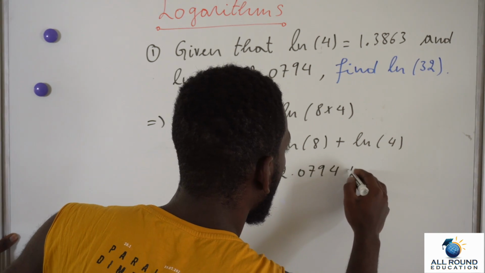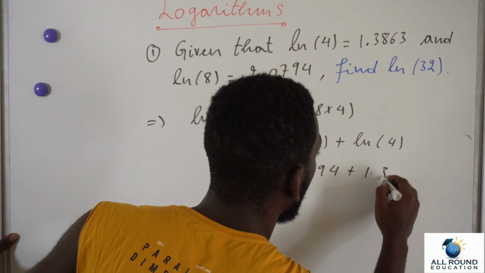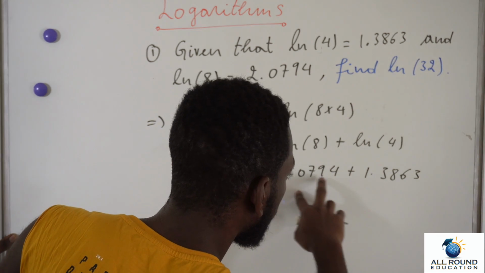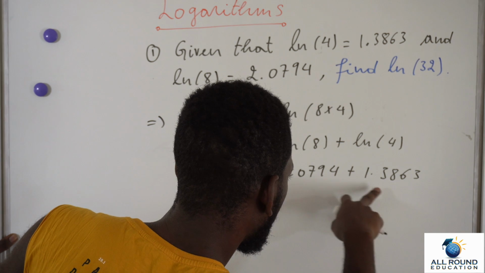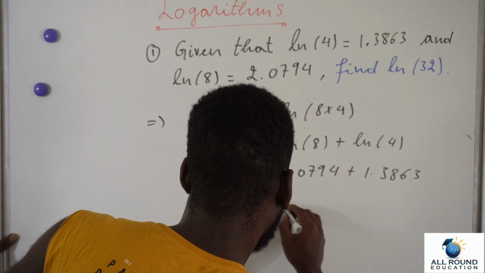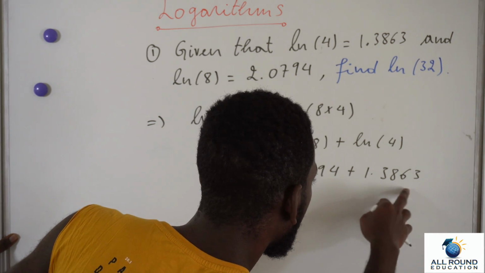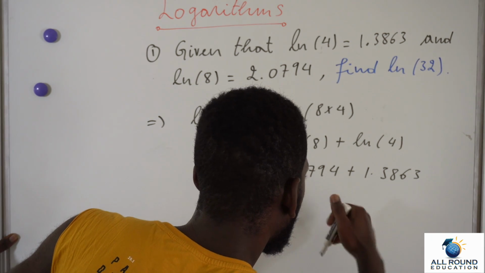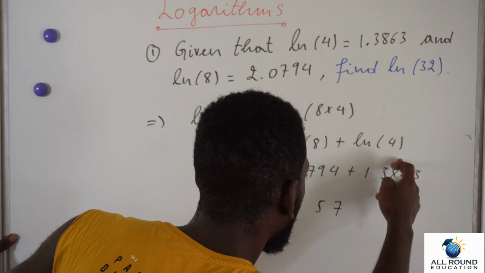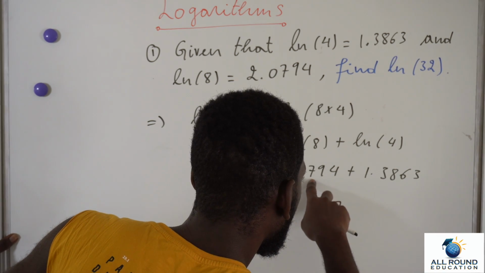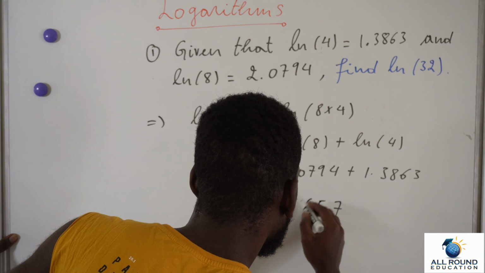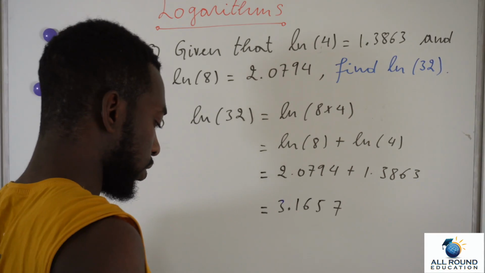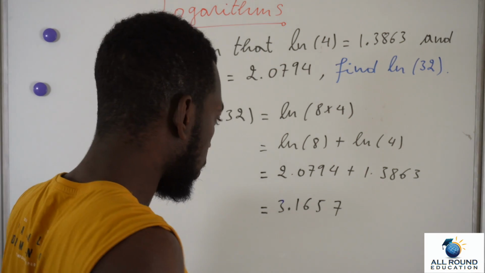2.0794 plus 1.3863, which should be equal to 3.5159... I hope this is the right answer, but let's double check. I've got my calculator with me here. Let's double check.